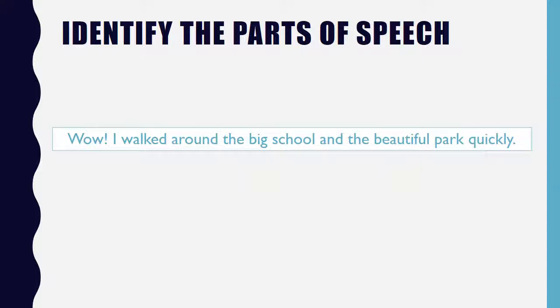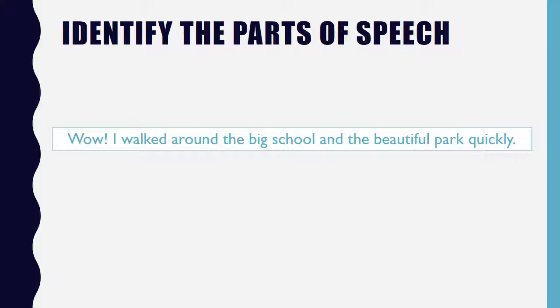So now we will learn how to identify those parts. Identify the interjection in this sentence: "Wow, I quickly walked around the school and the park." It is important to know the different parts of speech because it will improve your writing and reading. The word wow is the interjection in this sentence. The author is feeling surprised because of the interjection.